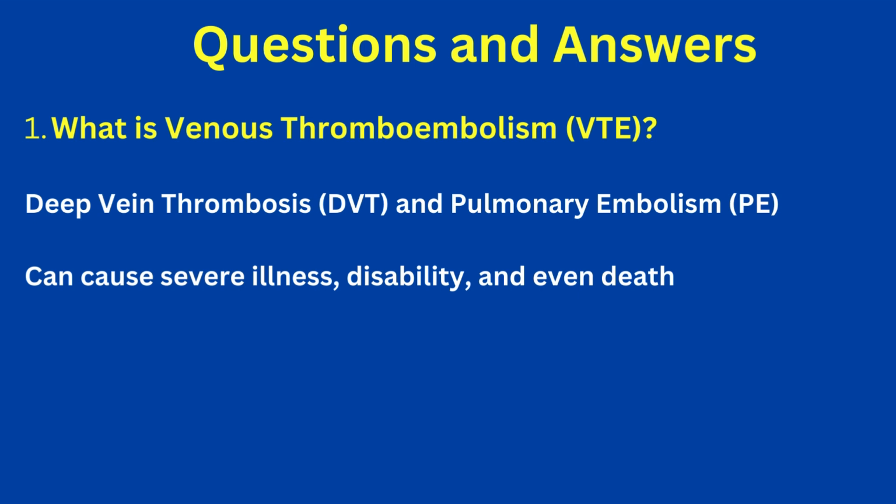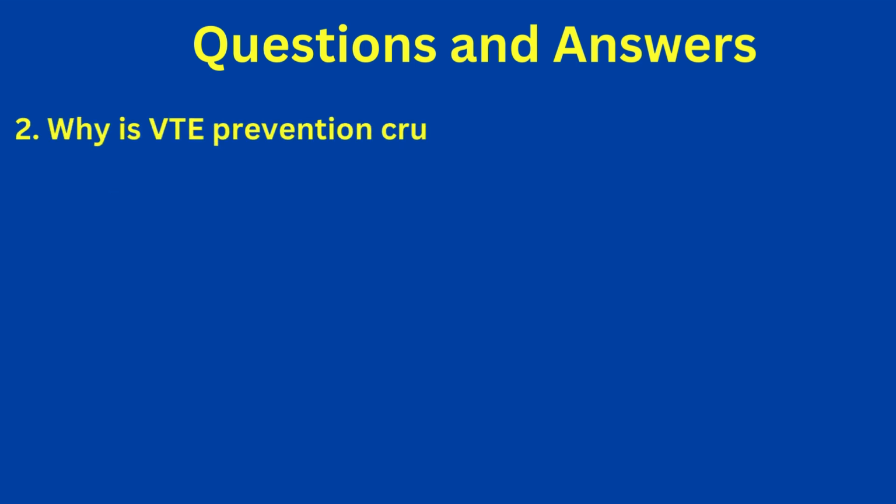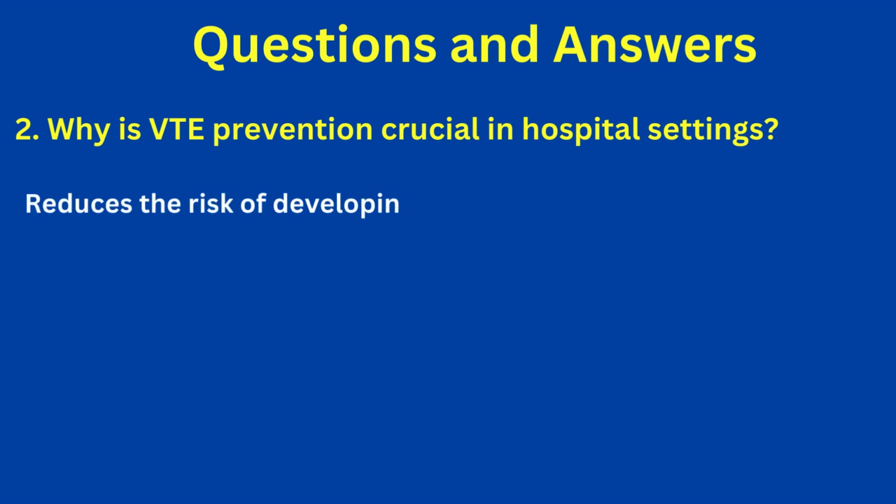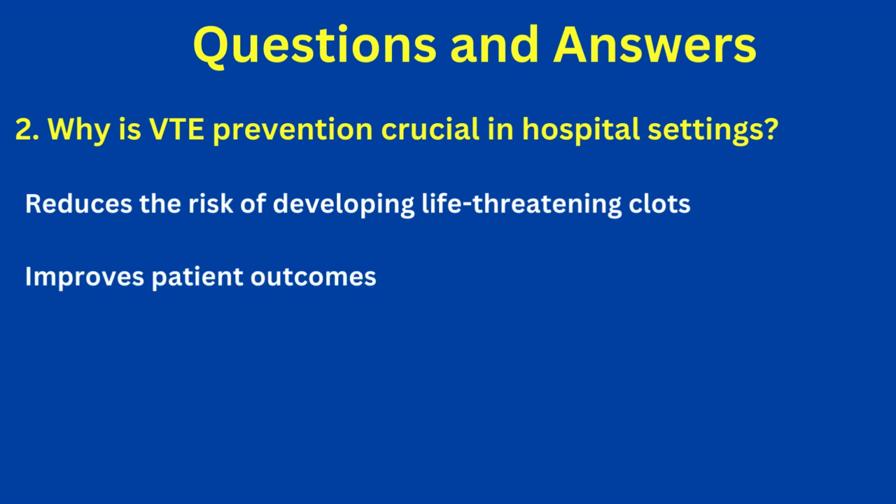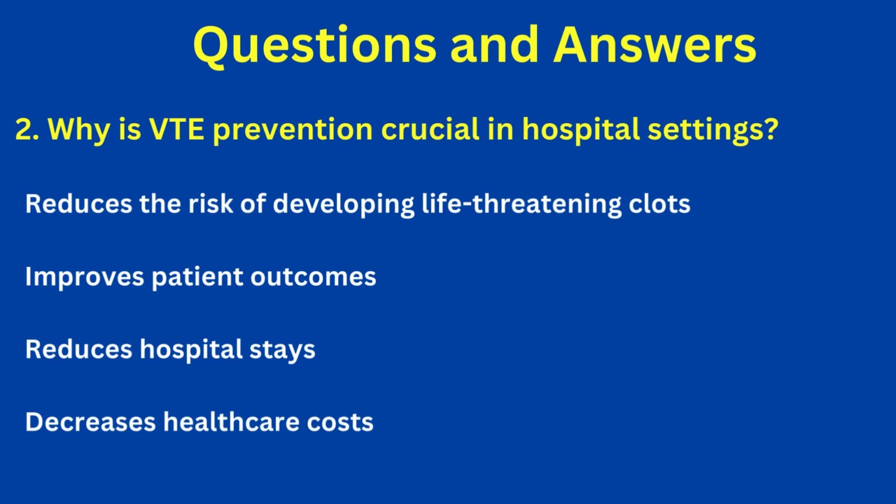and treated. Question 2. Why is VTE prevention crucial in hospital settings? VTE prevention is critical in hospitals because patients often have increased risk factors due to surgery, immobility, or underlying medical conditions. Effective VTE prevention reduces the risk of developing life-threatening clots and improves patient outcomes, reduces hospital stays, and decreases healthcare costs associated with treating VTE episodes.